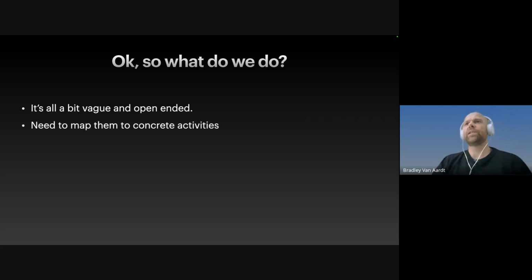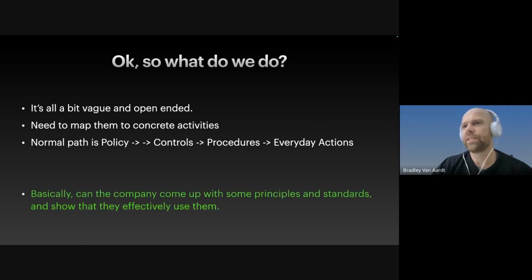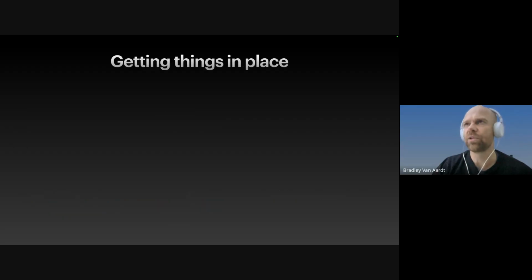Because it's vague and open-ended, we need to map these criteria and points of focus to concrete activities that you can do every day. The normal path is to first come up with some policies, then map them to controls, then out of the controls you get procedures, which are things you have to do on a regular basis, and then you get your everyday actions. Basically, the company should come up with some principles and standards and show that they can effectively use them. That's the whole crux of the thing.